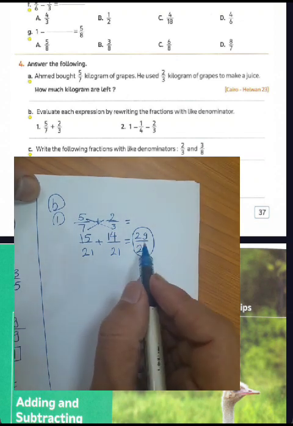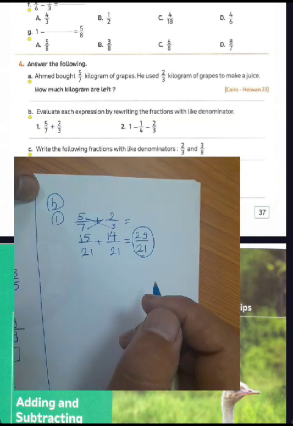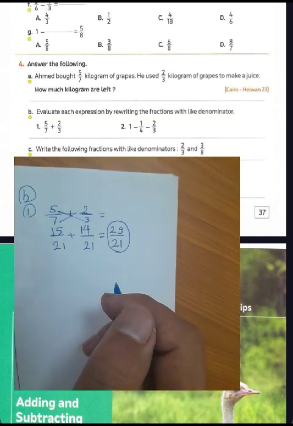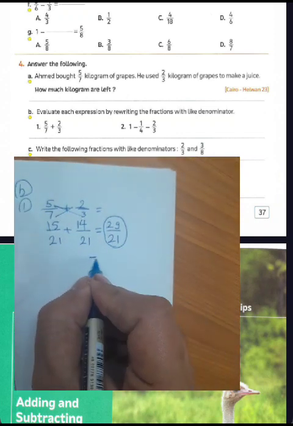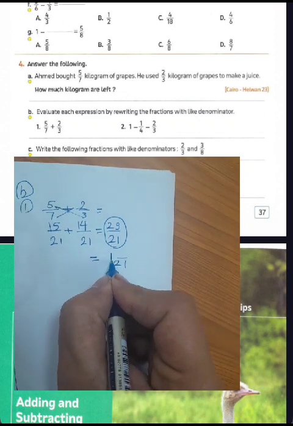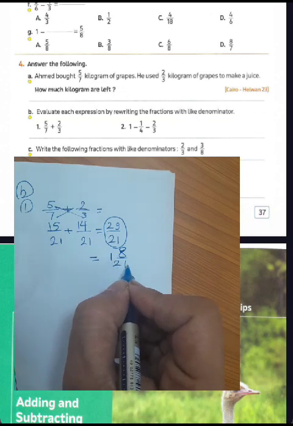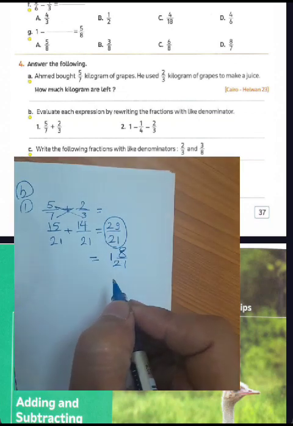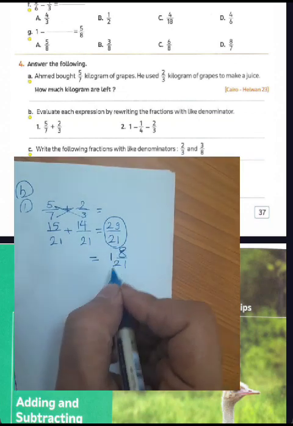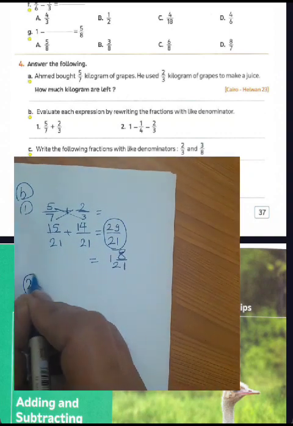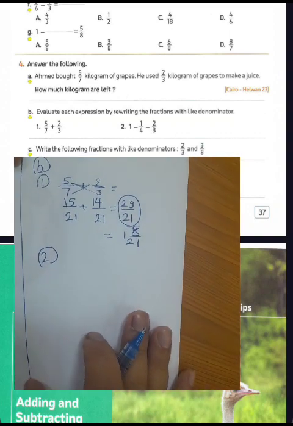But 29 over 21 we call improper. You must convert it from an improper fraction to a mixed number. 29 divided by 21 equals 1, and remember what? Remember 8. 1 times 21 equals 21, plus 8 equals 29. Then the result will be 1 and 8 over 21.